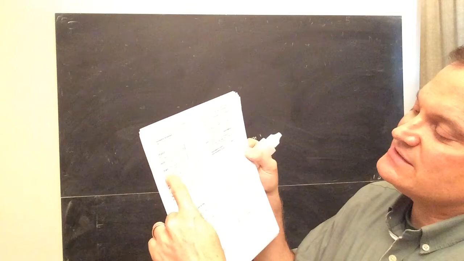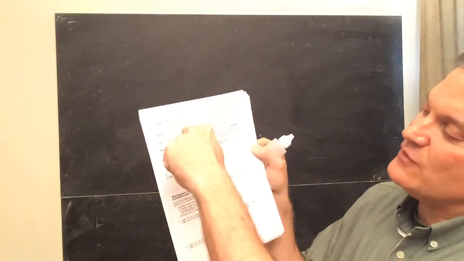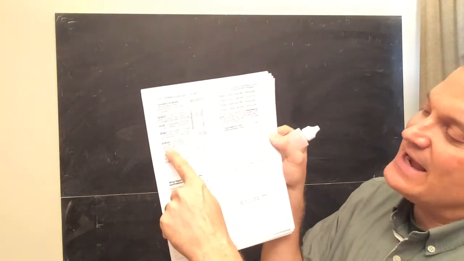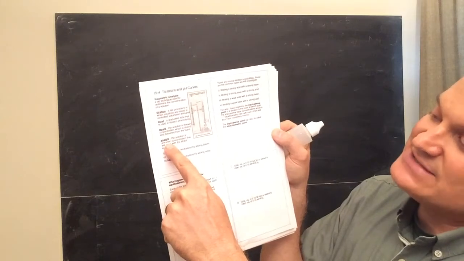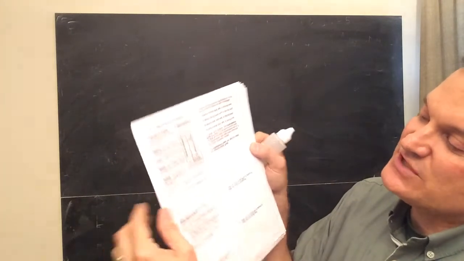The titrant is the chemical that's in the burette going down, and the analyte is the chemical you're analyzing. They don't really use those words too much.